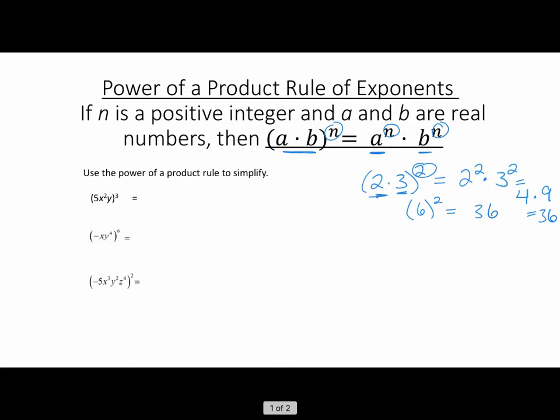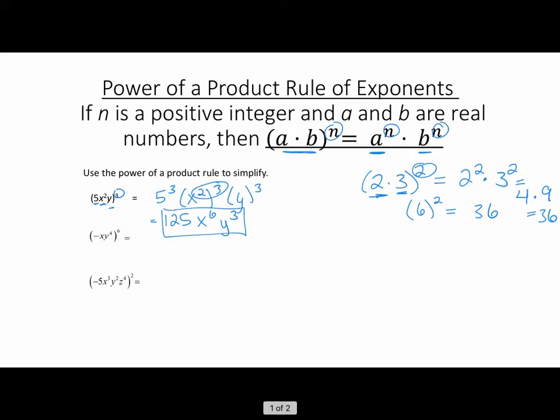Let's use that rule to simplify these expressions. Our first example, 5x squared y to the third power. So each factor gets that third power. 5 to the third times x squared to the third times y to the third. So 5 to the third power is 5 times 5 times 5. That's 125. X to the second to the third, that's the power rule, which says we multiply those powers. And y to the third. So that simplifies our expression there.